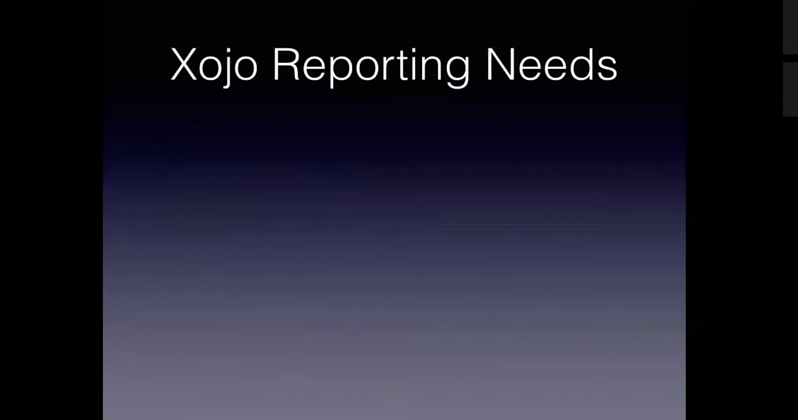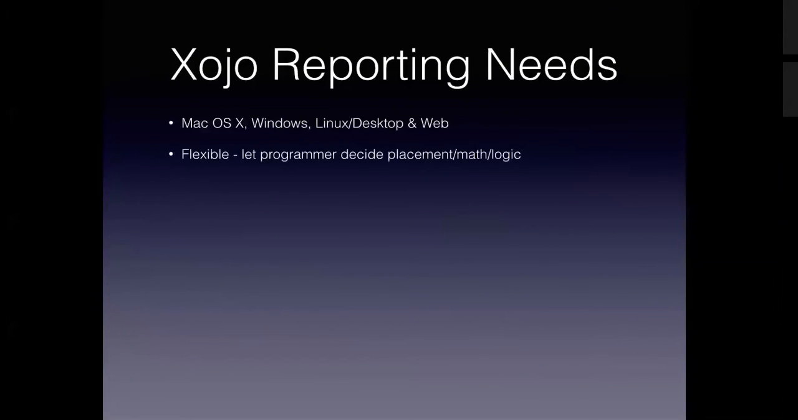Now, what we've come up with as far as our reporting needs is, when we were initially creating Shorts, we wanted to work on Mac OS X, Windows, and Linux, desktop and web apps. I haven't tried this recently, but the last time I tried it did work in console apps. So that might be another option if you're trying to do reports there. It needed to be flexible so that if we wanted to do something silly like put a graphic in the middle of a page or span multiple rows, we could do that.